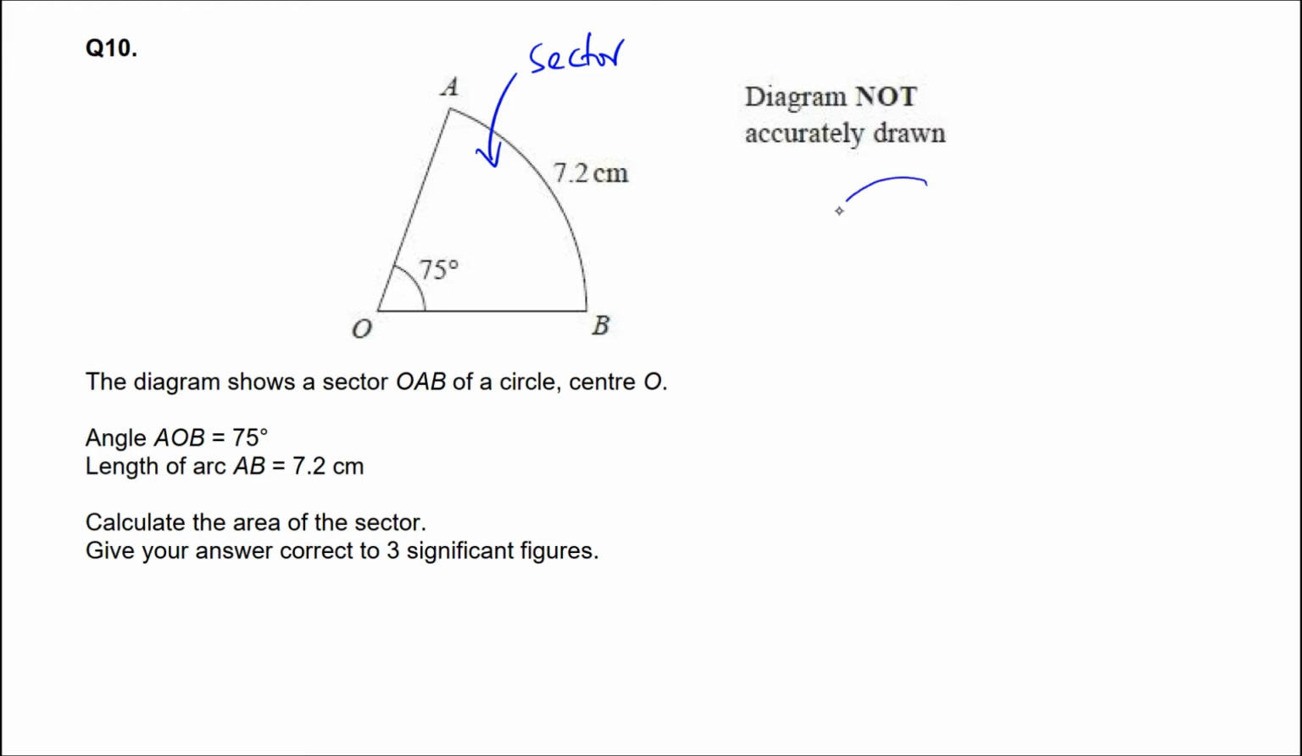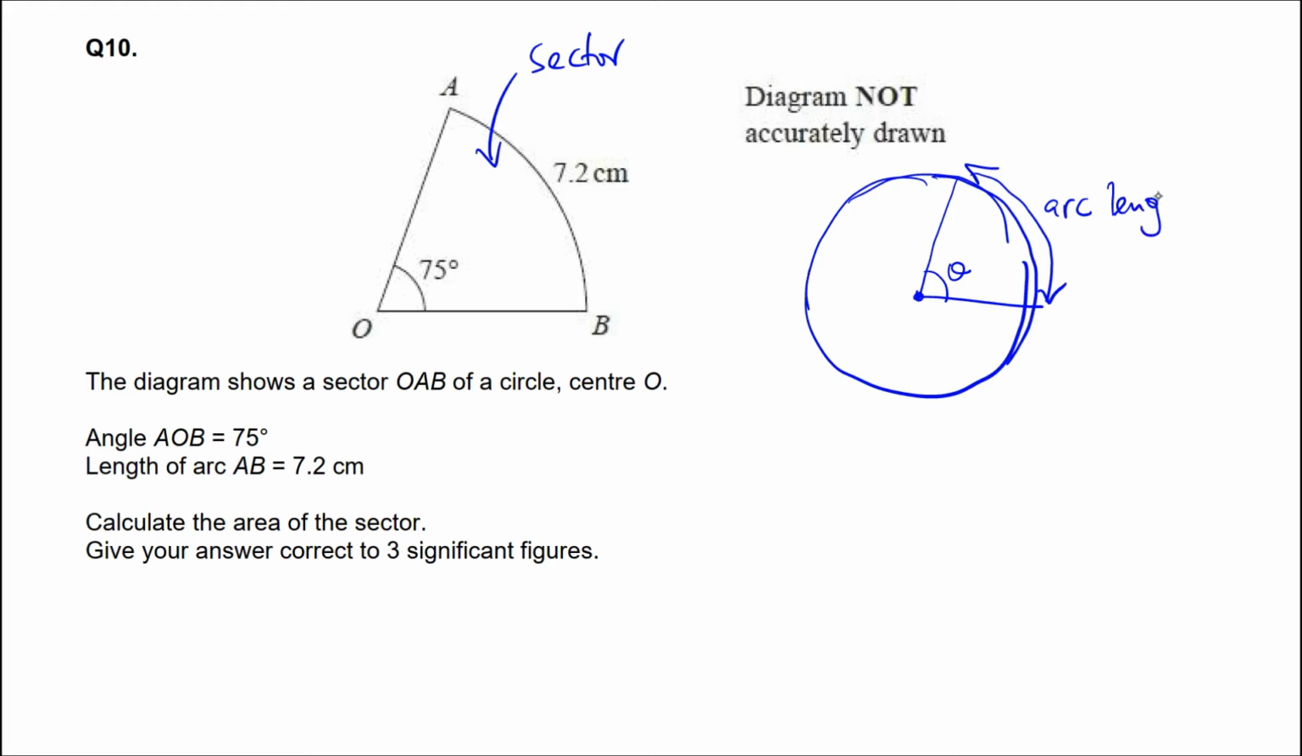Basically, if you have a full circle, and let's say you take a portion, like a piece of pizza, and let's say that angle is theta. This distance from here to here is called the arc length, okay? And basically that's part of the circumference.